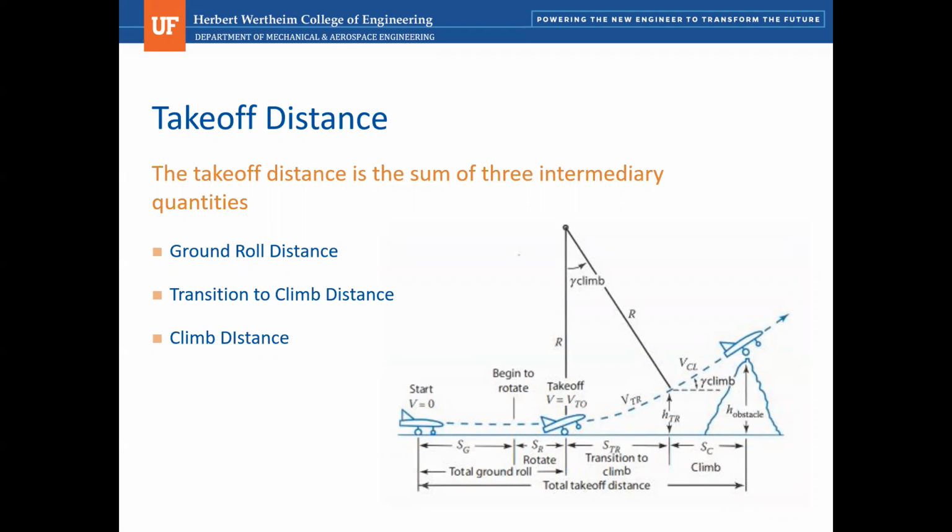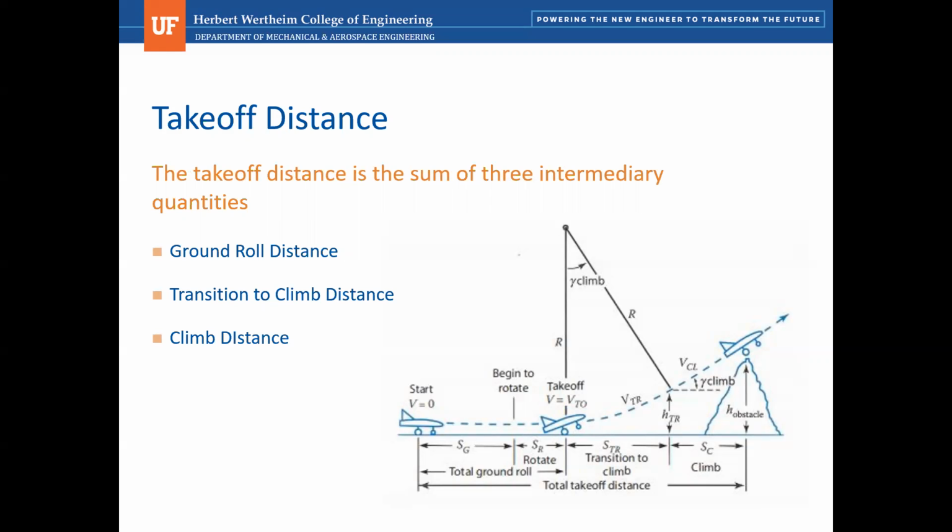The next performance thing that we took a look at was the takeoff distance. This was important because we needed to keep our takeoff distance under 4,000 feet with a 50-foot obstacle as per military standards. To find this, you would take the sum of 3 intermediary quantities: the ground roll distance, the transition to climb, and the climb.